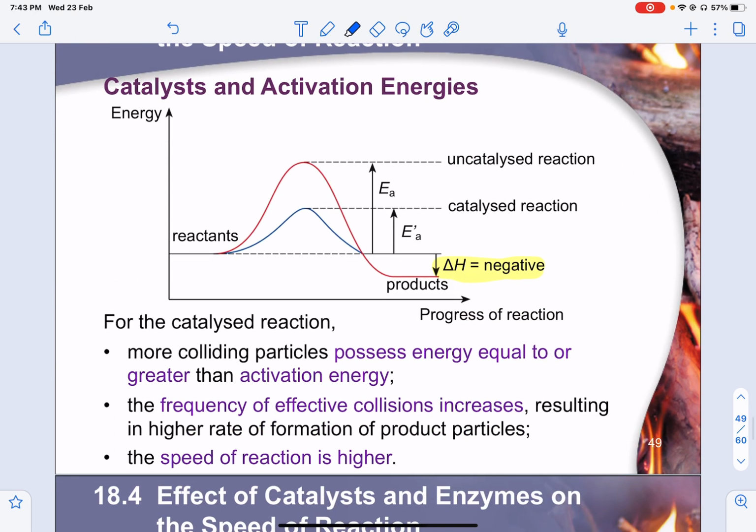For the catalyzed reaction, more colliding particles possess energy equal to or greater than the activation energy. The frequency of effective collisions will increase, resulting in a higher rate of formation of the product particles. The speed of reaction will definitely be higher.